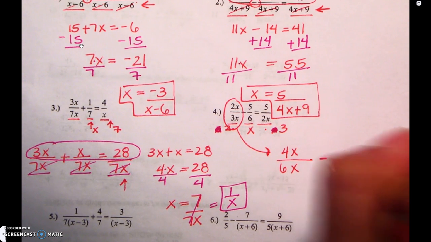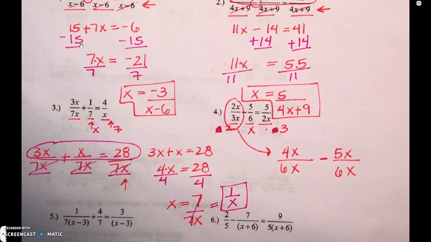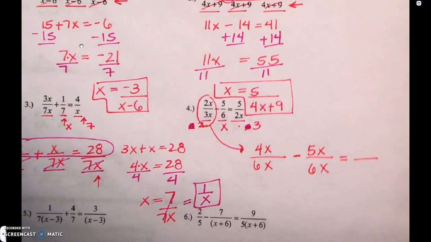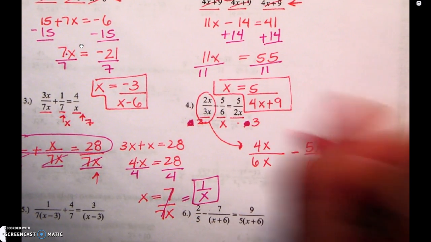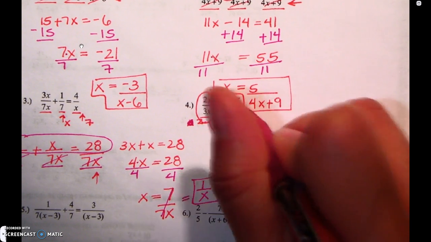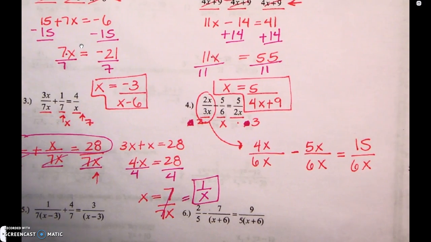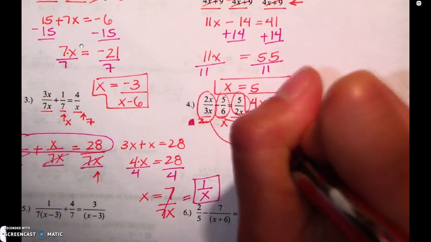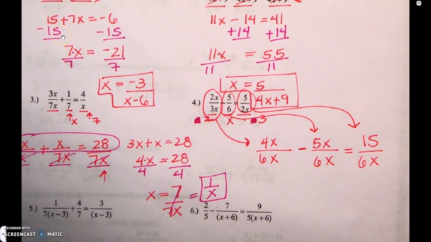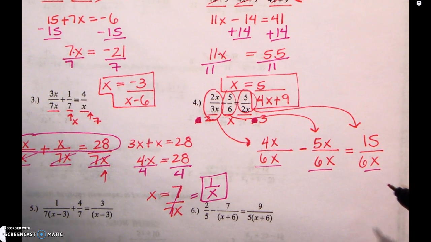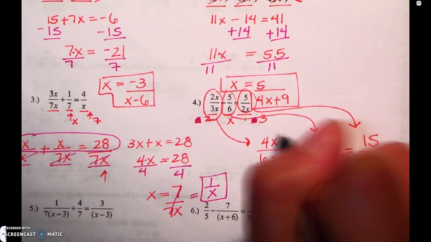Then I have minus, I gotta multiply the top by x and the bottom by x, is equal to, and on this side I need to change my 2x into a 6x. So I'm gonna multiply times 3. So 2x times 3 gives me 6x, and 5 times 3 gives me 15. So I just rewrote each of these terms into something that has a common denominator. So now I have a common denominator of 6x. I'm going to just take the numerator.